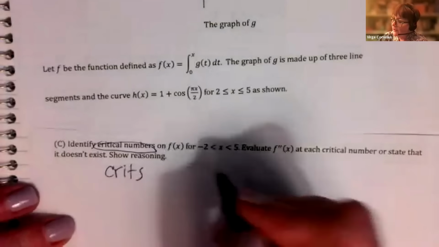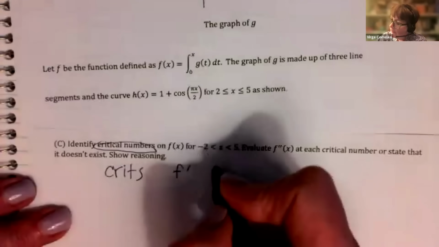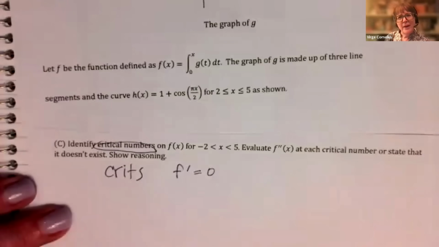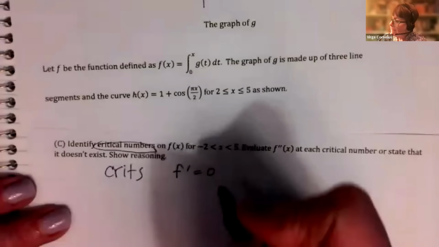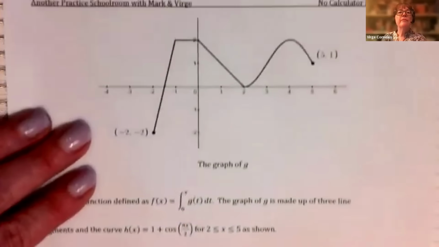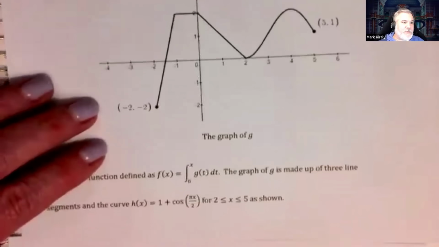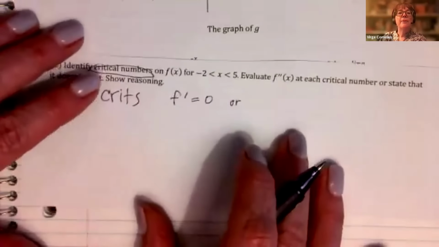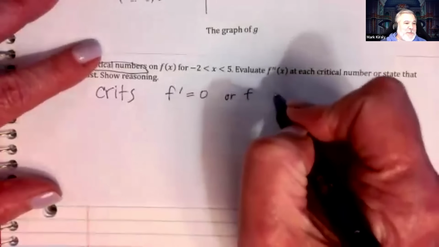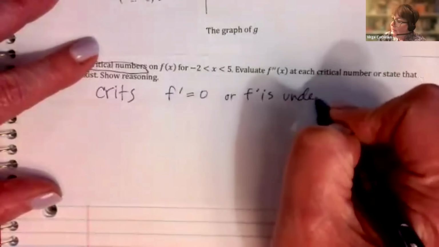Okay, so the crits are going to be where f prime is equal to 0. Is there any other place where I might have a critical number? I need to look back at the graph. So it looks like negative 1.5 and 2. Or is there any other place where it's critical? So it has to be in the domain, and then f prime has to be 0 or undefined.